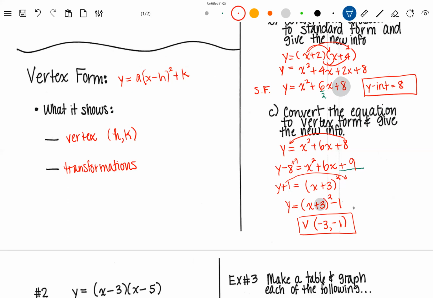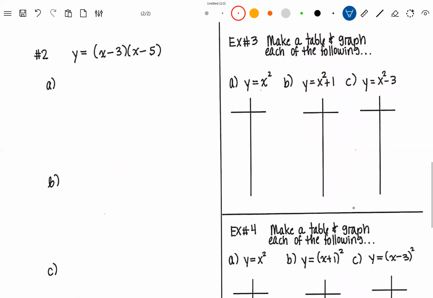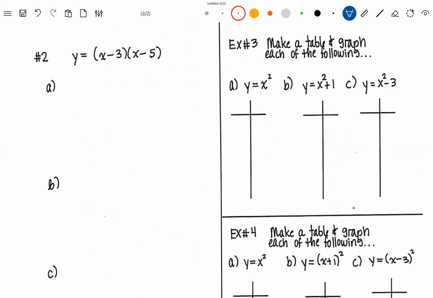Okay. So let's do this again. It's the same questions, but for a different equation. So the first one is, what does this equation in its current form tell you? Well, we could write it down. Right now it's in factored form. And that tells you the x-intercepts. The way you figure that out, x minus 3 equals 0 and x minus 5 equals 0. So one of the x-intercepts is 3. The other x-intercept is 5.